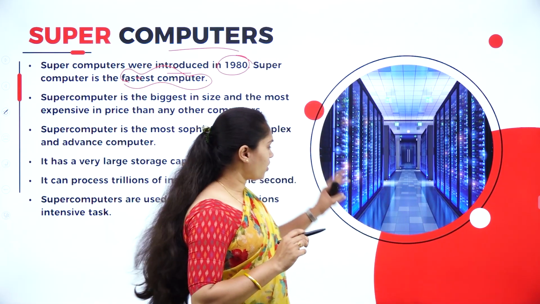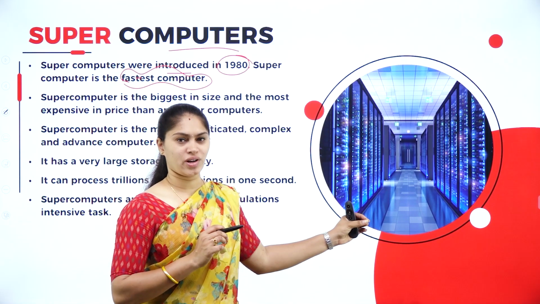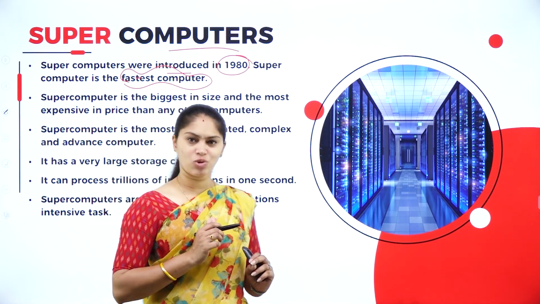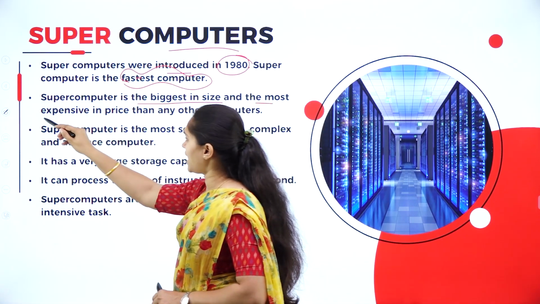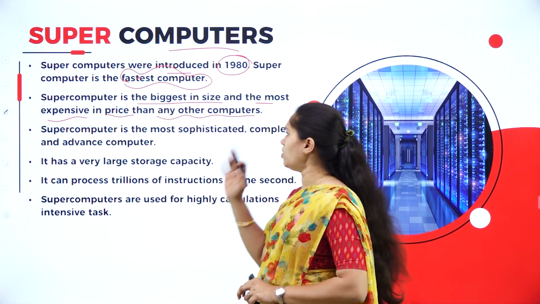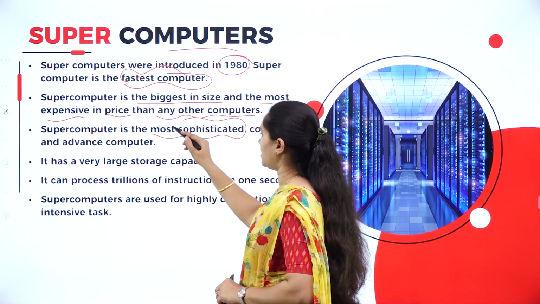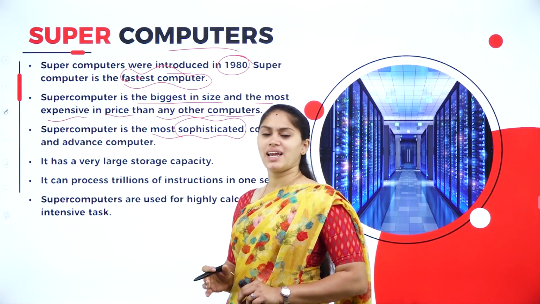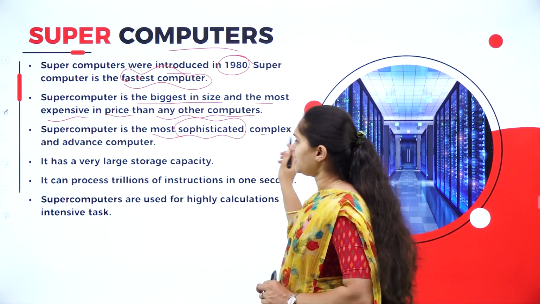If you just look into this image, you can imagine how efficient it is, what its storage space is, and how many billion or trillion instructions can be executed with this supercomputer. It's the biggest in size and the most expensive in price compared to any other computer. It is bigger in size, and it's the most sophisticated. It can't be used by a normal person. You must get trained and qualified in order to work with this supercomputer.